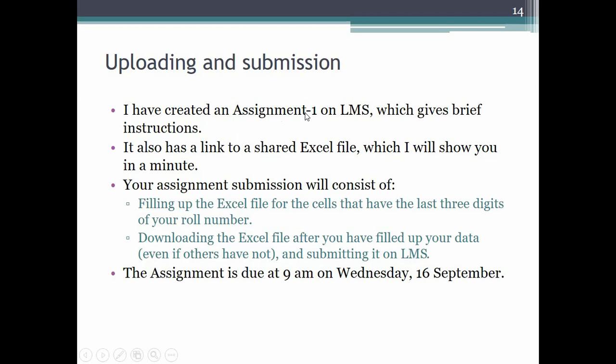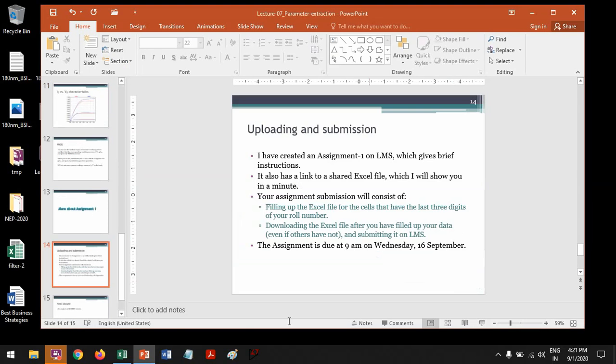There is a PDF file here in this assignment 1. That PDF file has a link to a shared Excel file. I'll show that file to you in a minute. The assignment submission will involve your calculating the VT, mu, Cox and lambda for specific conditions, which I'll tell you in a minute, and then filling up that shared Excel file, downloading it, and then submitting that Excel file. The assignment is due at 9 a.m. on Wednesday, 16 September.